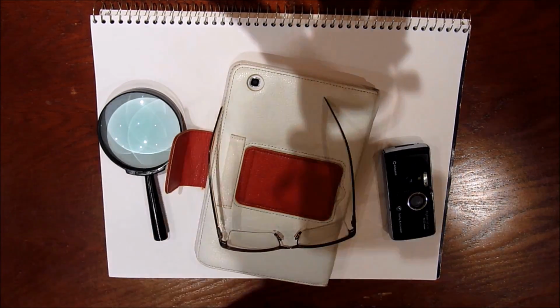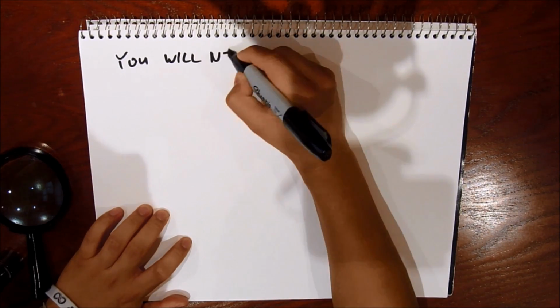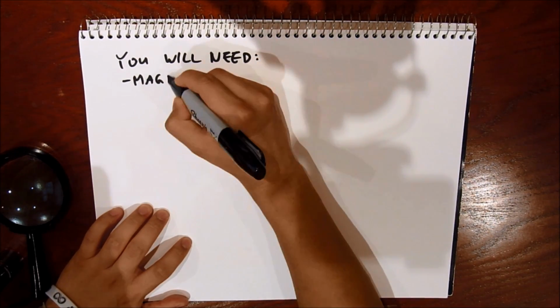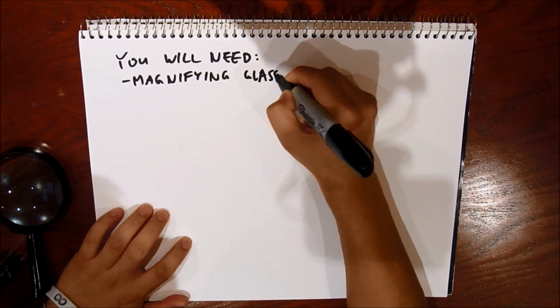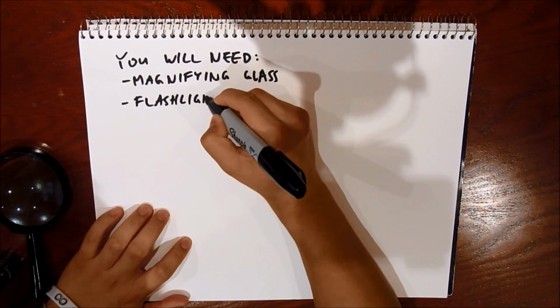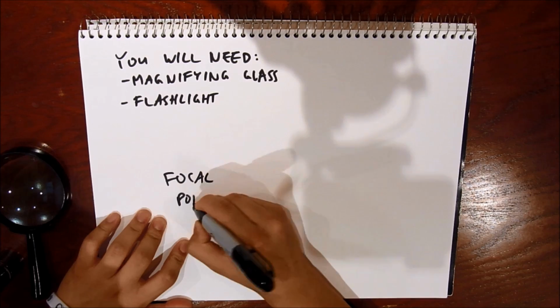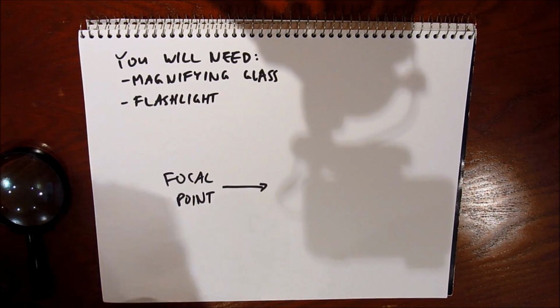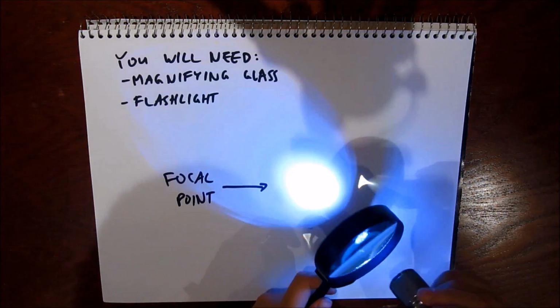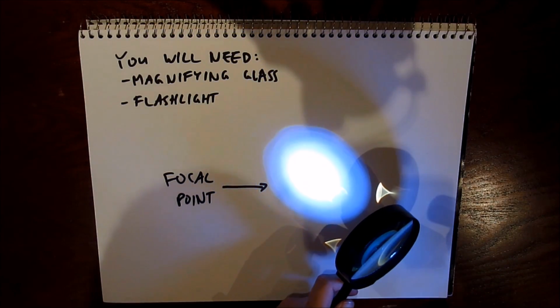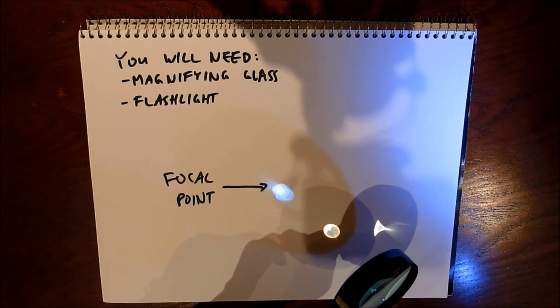For this experiment, we're going to be looking at what a focal point is, and that's when you have a large light source and the light rays come together and hit a focal point in one point, and you're going to be seeing that through this exercise. And you can even try it at home. All you need is a magnifying glass and a flashlight.